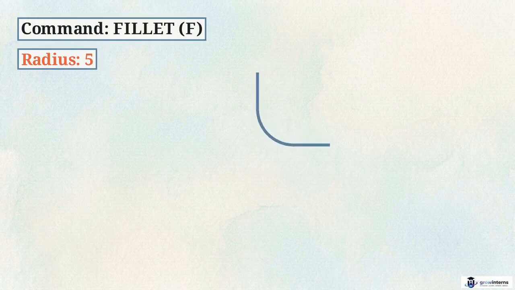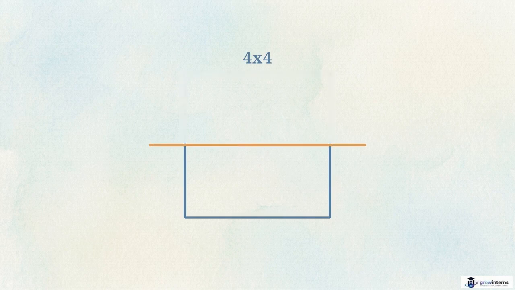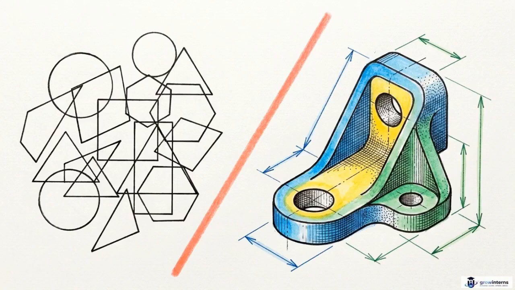Let's test this sequence. Generate a 4x4 rectangle, draw a line through the center, trim the top half, and fillet the bottom corners to a 1-inch radius. Pause the video and try it now. Sequencing your commands this way, generating boundaries, cutting excess, and shaping corners, allows you to carve finished parts out of basic shapes.